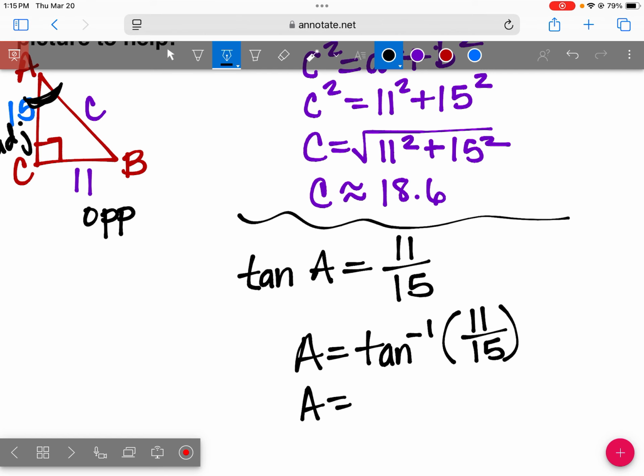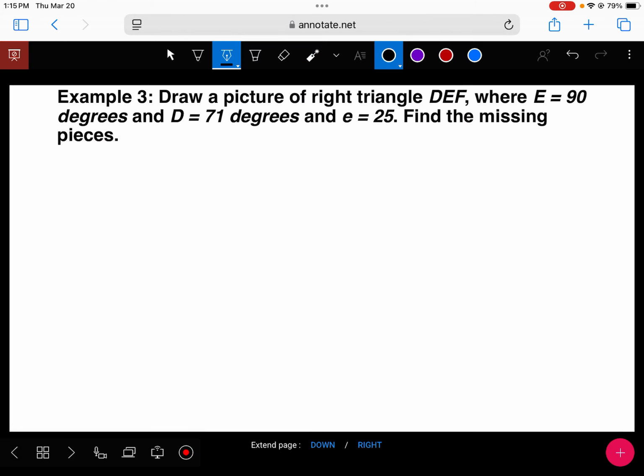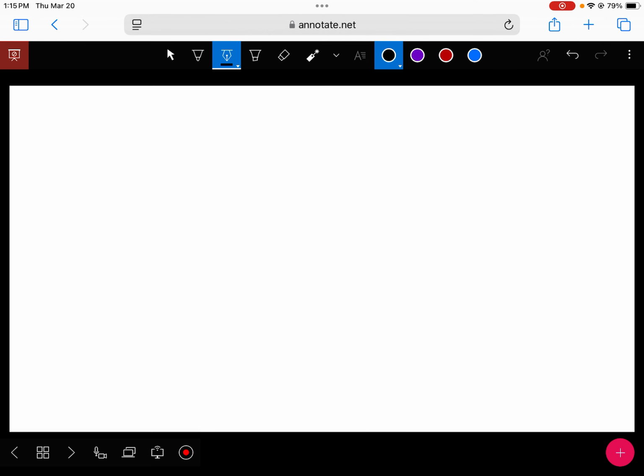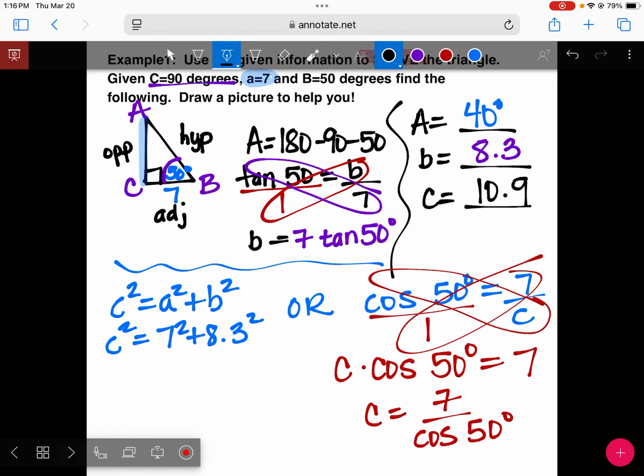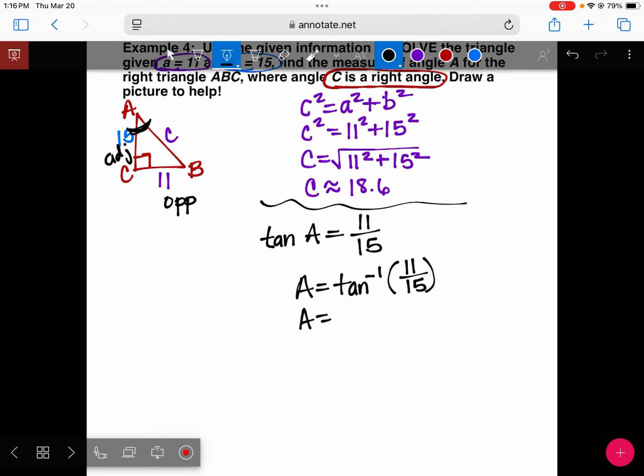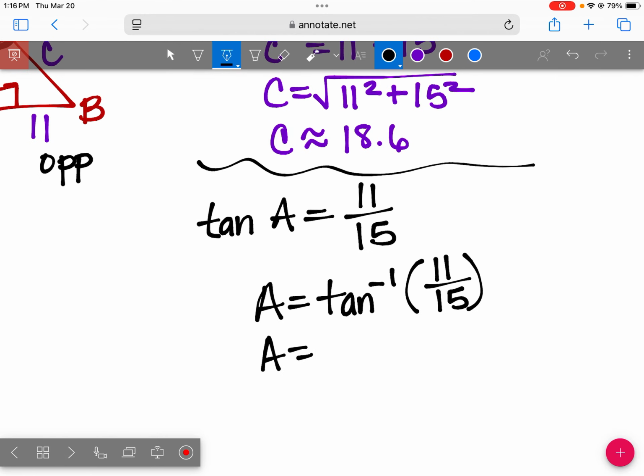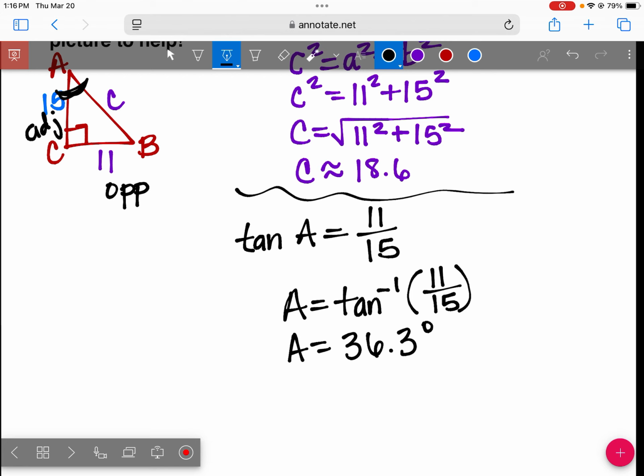If you're looking for something inside, angles use the inverse. So going back to the first page, here it says if you're trying to find an angle measure, we have to use the inverse. So anytime you're looking for an angle, we have to hit that green key first. All right, so when you type that in, I got 36.3. Anybody else get 36.3? So we know 2 angles. It's easy to find the last one.